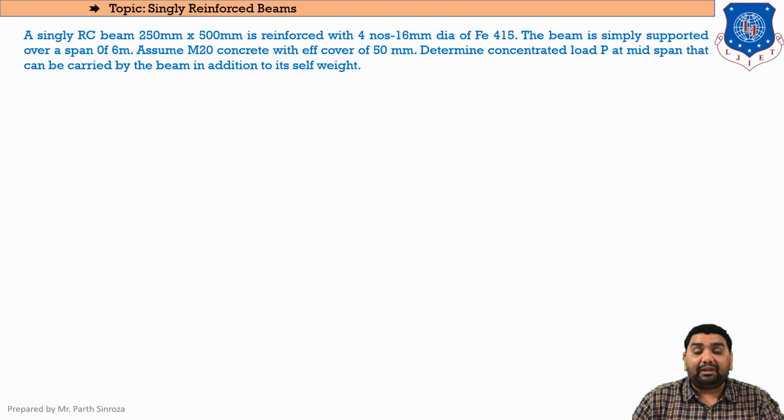and assuming M20 concrete with effective cover to be 50. Effective cover here is 50, so our effective depth will be 450, because our effective depth will always be equal to overall depth minus the cover.